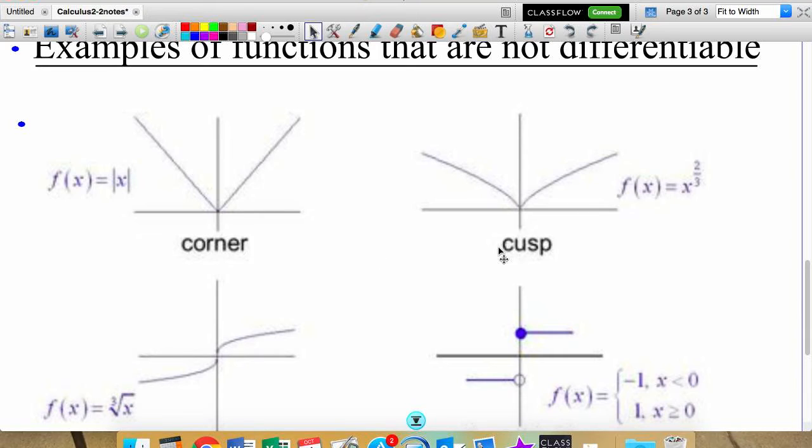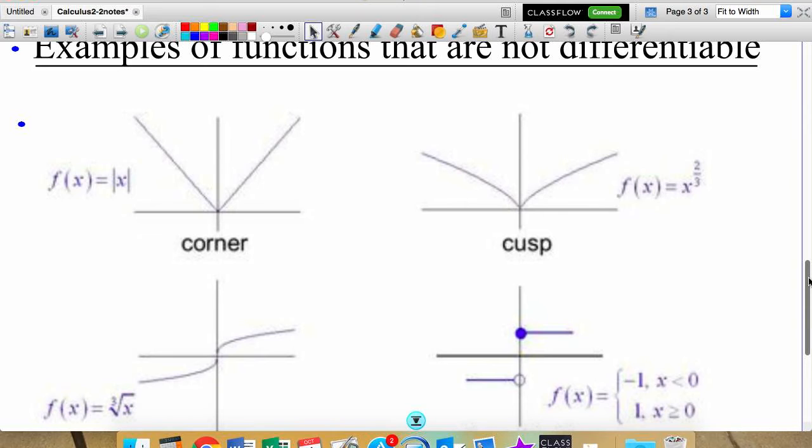The second example is a cusp. A cusp is essentially when a graph reaches a peak, just like a cusp would. Technically, right at that corner, there is no slope or there is no derivative value because it would be completely vertical.